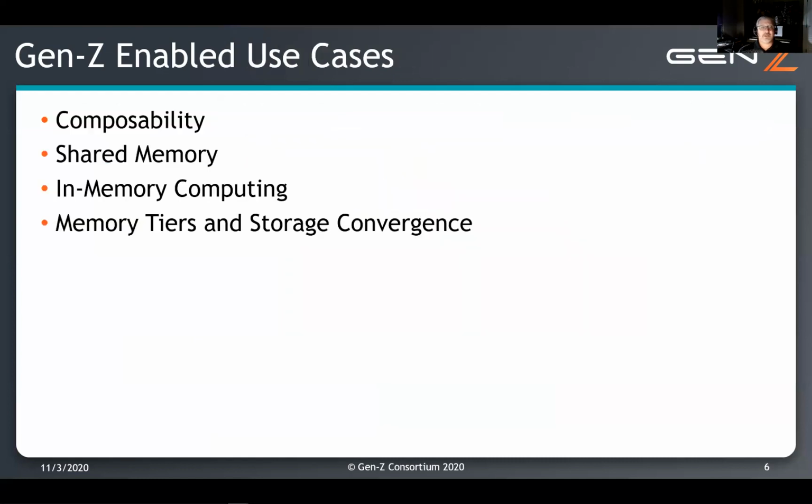Now let's talk about use cases. Four in particular that I want to talk about are composability, shared memory, in-memory computing, and then the memory tiers that are coming and the storage convergence that we see happening.